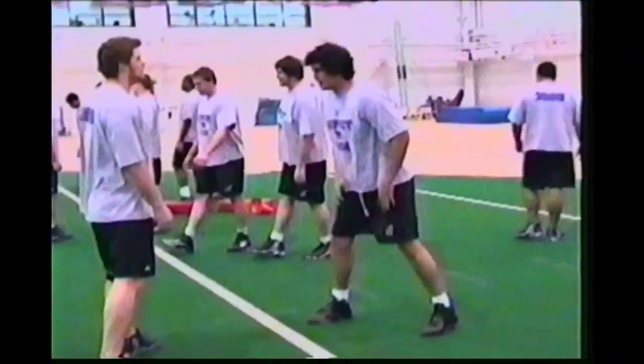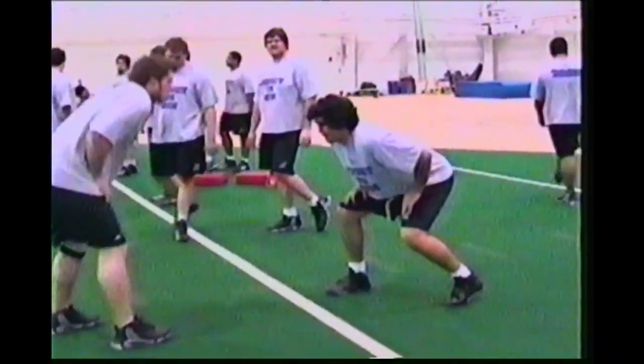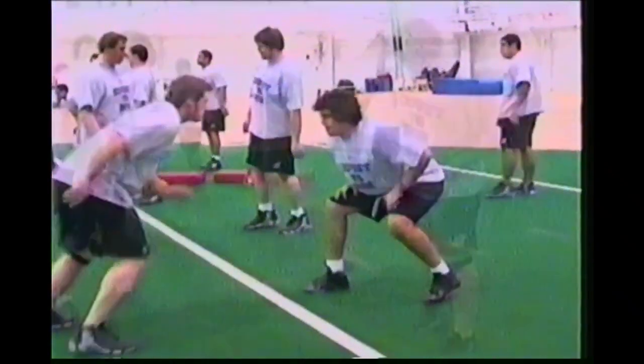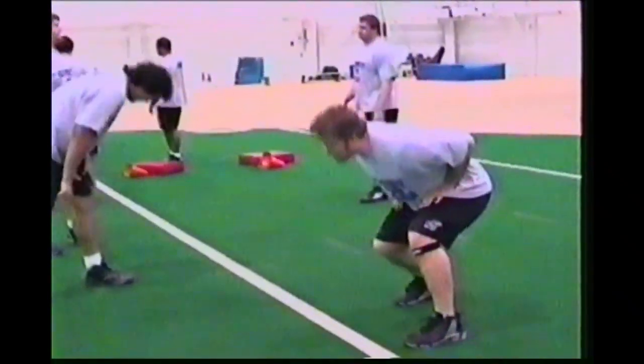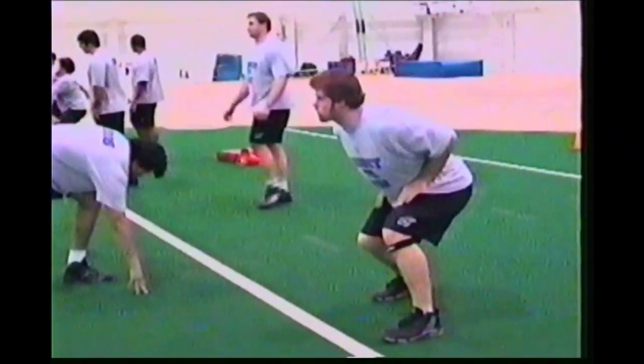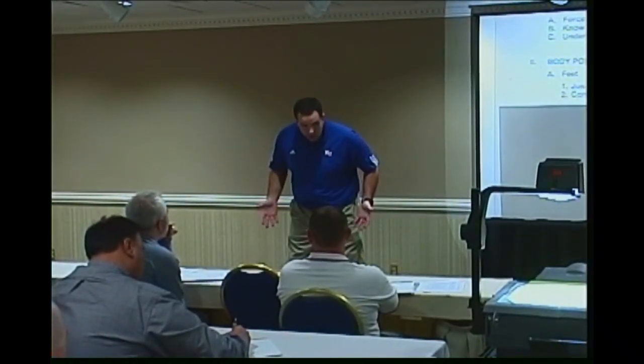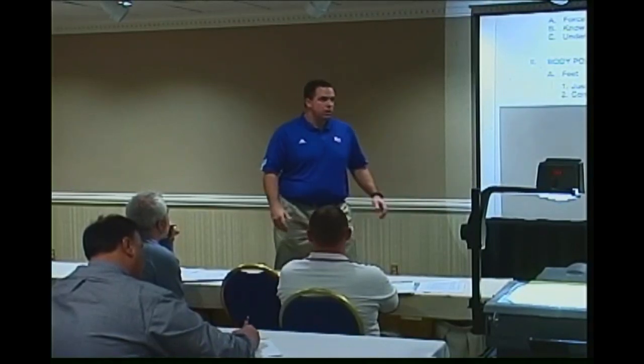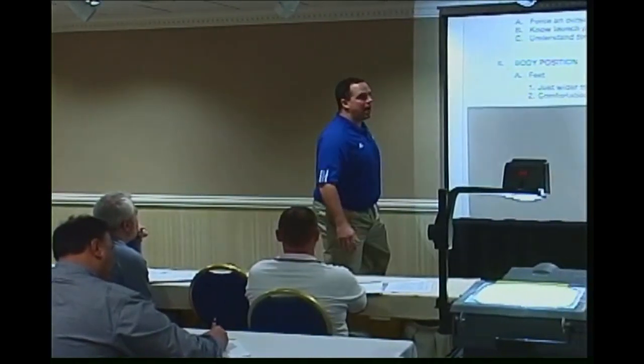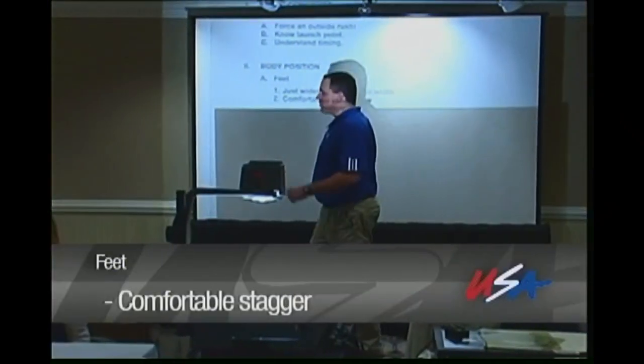Okay? Because his legs are different, his power angles are different, his hips are in different places. His knees are in different places. So they're going to be slightly different. But basically, most of them, if you tell them slightly wider than shoulder width, you're in a pretty good situation where they've got a wide enough base that they're not going to fall over like a weeble wobble, but they're not going to be so wide that they can't move either. The next thing is a comfortable stagger.